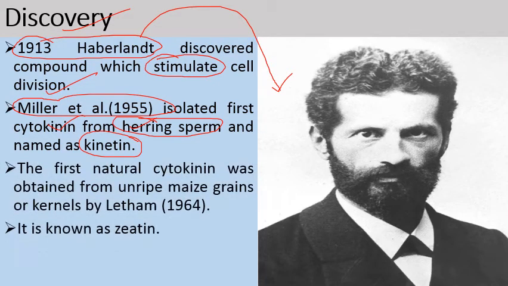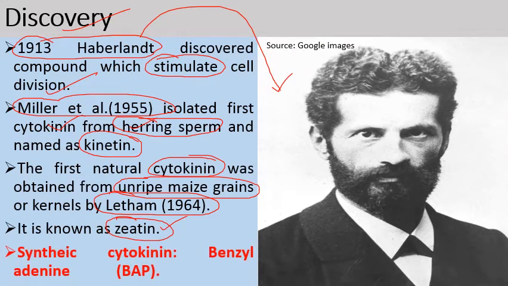And the first natural cytokinin was isolated from unripe maize grains, and this work was done by Letham in 1964, and it is known as zeatin. So this is the most common form of cytokinin. And there are some synthetic, artificial cytokinins which show similar properties to the natural ones, and one is named benzyl adenine. It is also known as benzyl aminopurine. So this is the artificial or synthetic cytokinin.